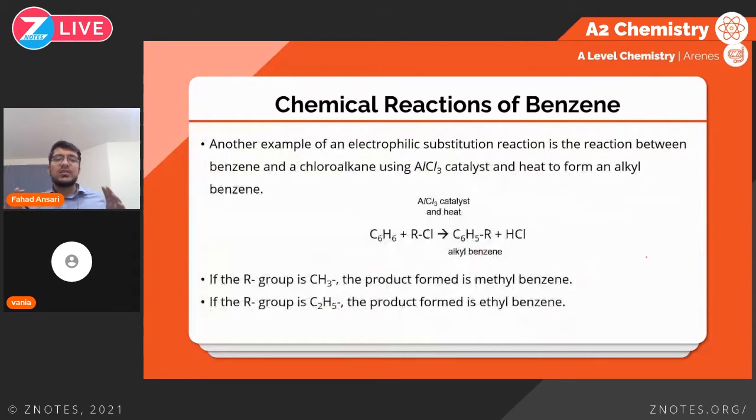Now, the next reaction that we're going to be looking at is similar, but we're going to use benzene and react it with an alkyl chloride, or you could call it a chloroalkane. This is going to give us an alkyl benzene. Basically, you have a benzene ring with one alkyl group bonded to one of the carbon atoms. And you're going to get HCl as the byproduct. For this, you need AlCl3 catalyst, same as in reaction one, where we had chlorine. The only difference is we're going to have a little more heating involved here.